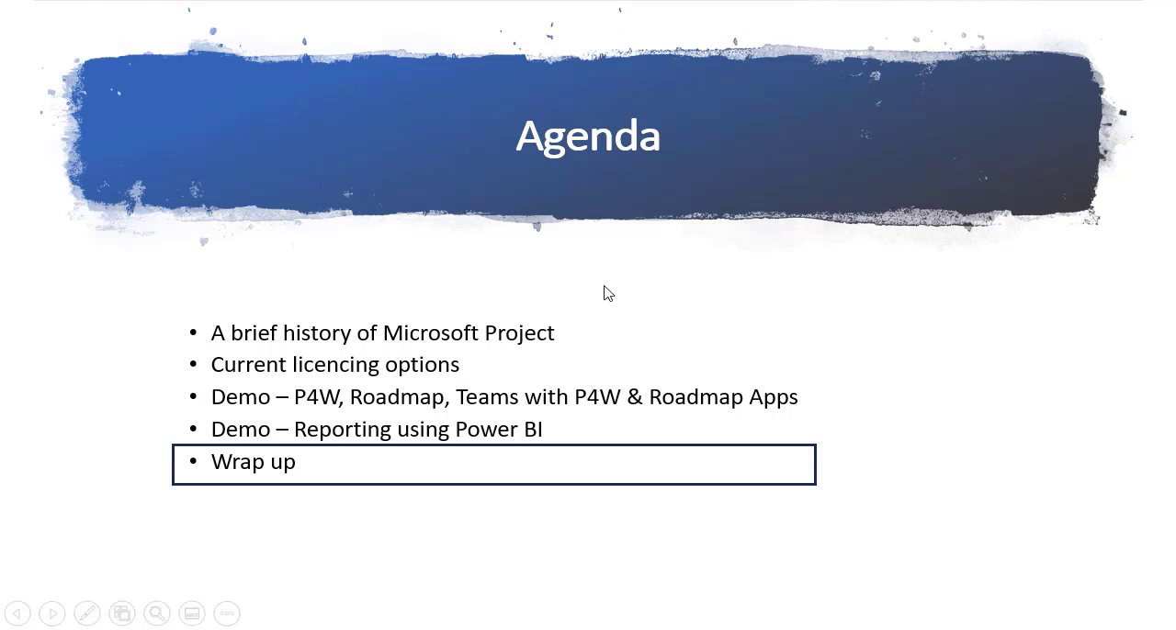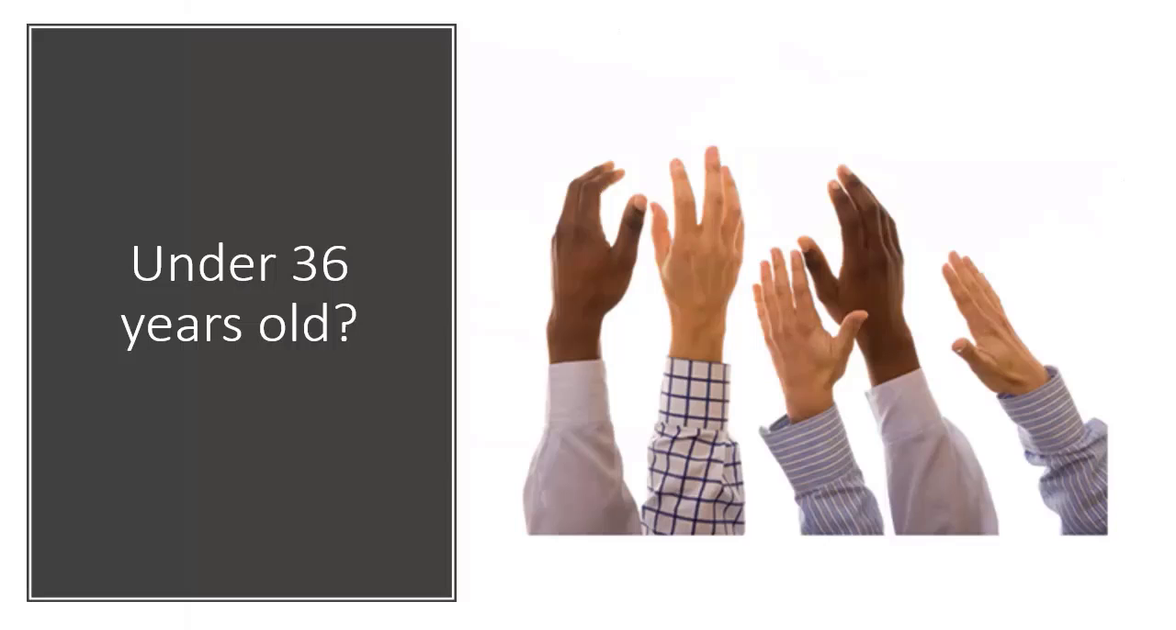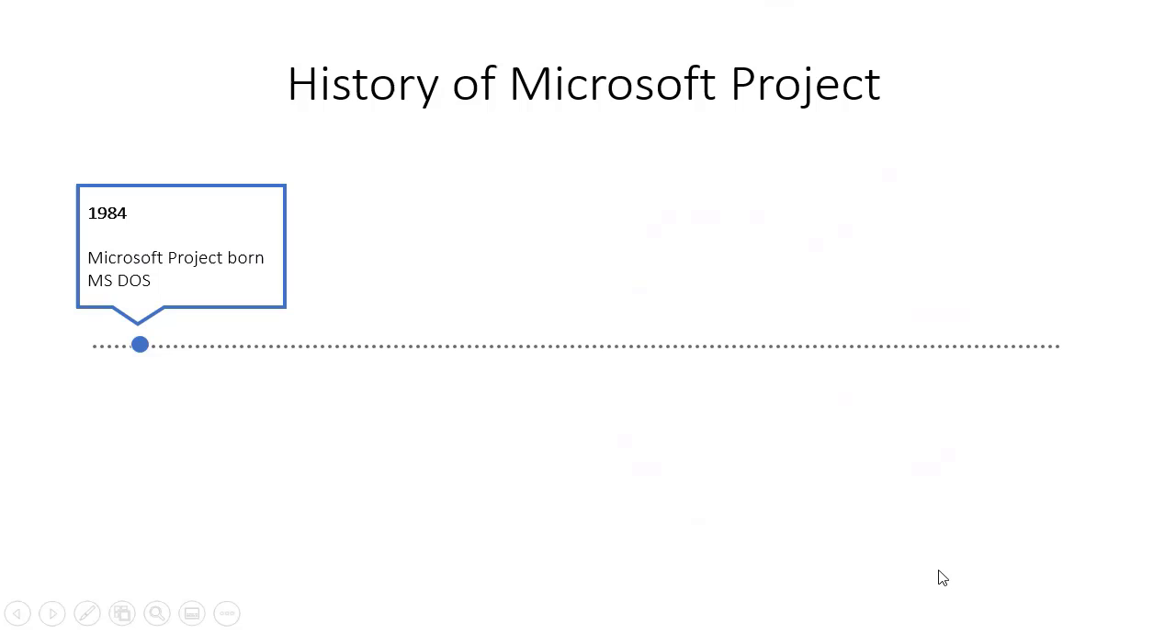Let's just have a quick look at this. Now, this slide says, put your hand up if you're under 36 years old. Well, I can see you all at home kind of doing that because the majority of this audience will be 36 years old or less. Why is 36 important? Well, it's important because that's how old Project is. Project was kind of born, if you like, in 1984.